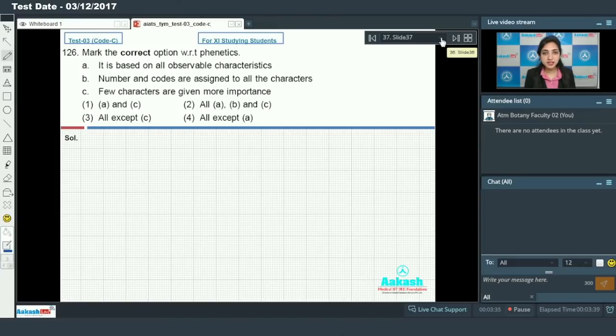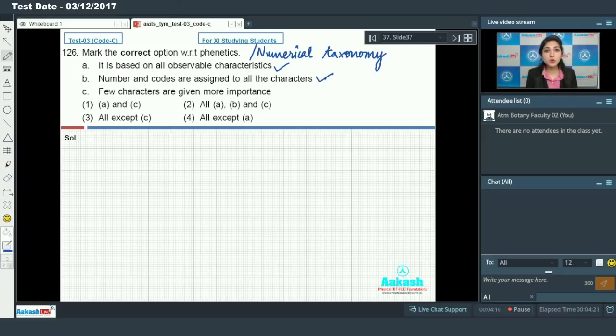Question number 126 says, mark the correct option with respect to phenetics. Phenetics, we all know, is also called numerical taxonomy. It is a branch of taxonomy that is based on all the observable characters. So this is correct. Numbers and codes are assigned to those characters, and all the possible characters are taken into consideration.